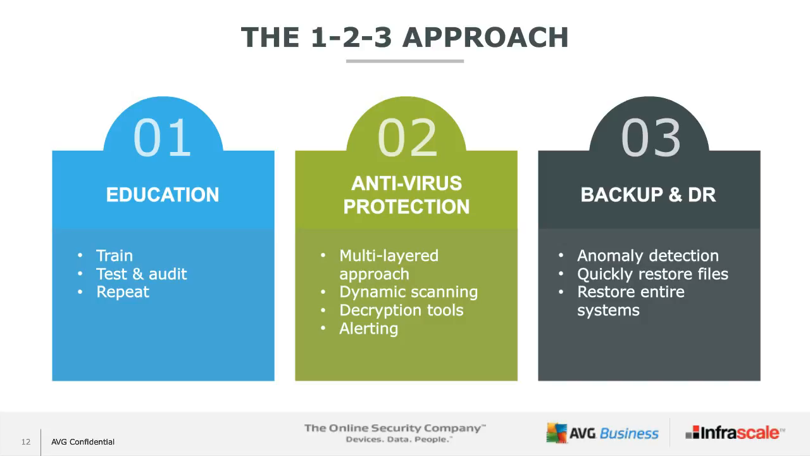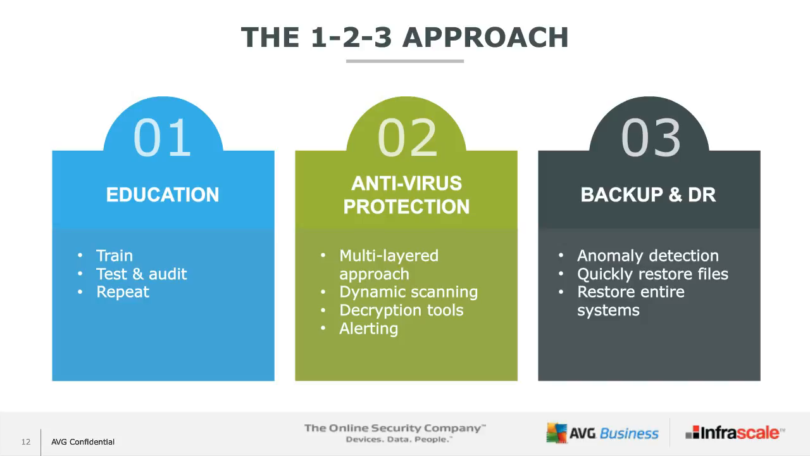The second layer of this three-part approach is to put in sophisticated antivirus protection. Andrew will talk a little bit later about some of the new things AVG is doing, but we've partnered with AVG because they have been for well more than a decade one of the world leaders in all sorts of security, including antivirus. So it's vital to implement a multi-layered approach with dynamic scanning, and AVG's even got some decryption tools that can be used. But the last line of defense, and in my book, probably one of the most important elements, is having a great BDR, backup and disaster recovery solution, in place that lets you roll back to the day before you get infected. I'm going to talk a lot more about that.